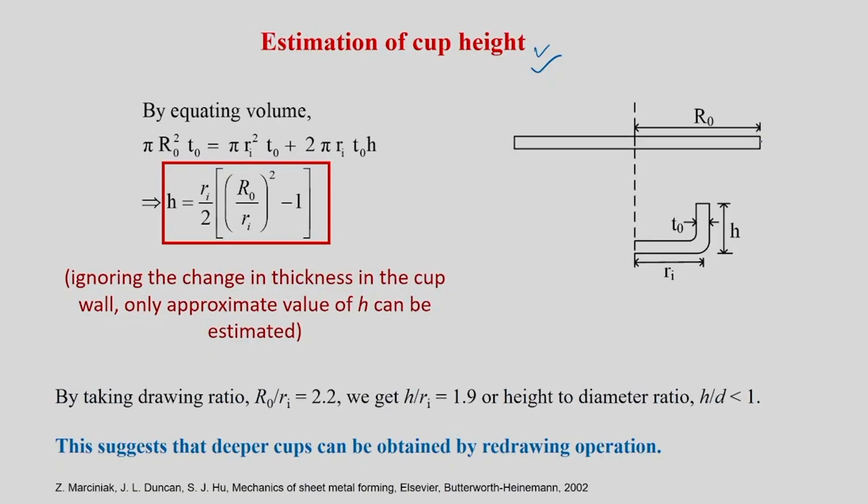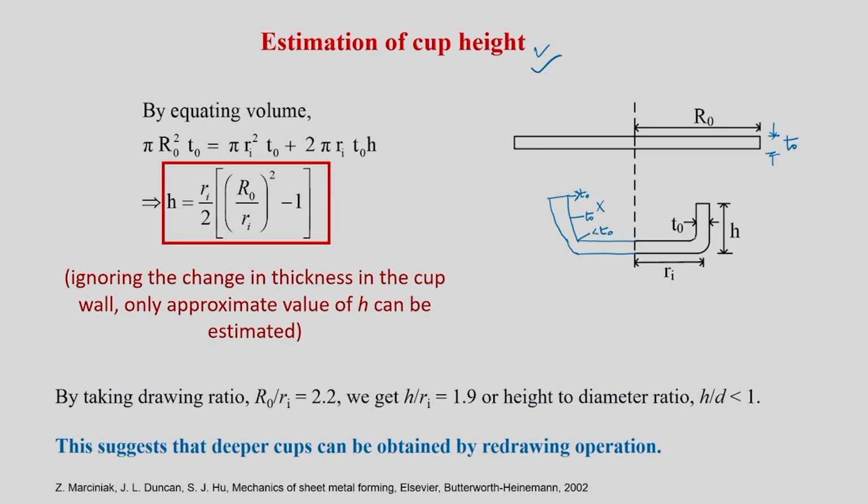Let us consider the initial sheet of radius R0 and thickness T0. Let us consider a sheet like this, and then the sheet is drawn to a cup like this. Practically it would be something like this: you have a cup wall, and there will be slight thickening and slight thinning at the end maybe. In the cup edge region, because of thickening, you may have thickness greater than T0; here it is equal to T0, and in the corner it is less than T0.